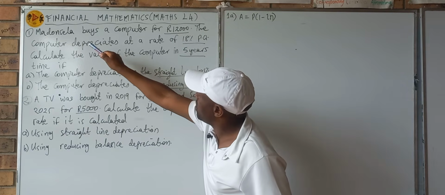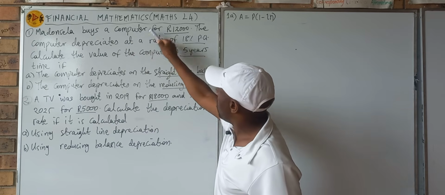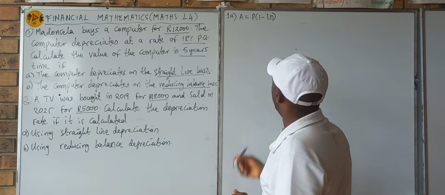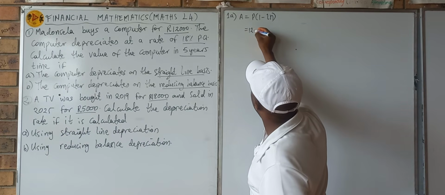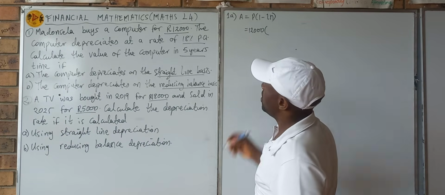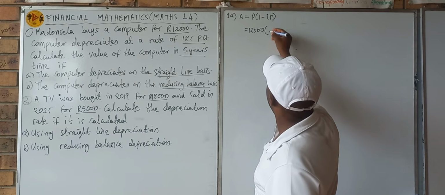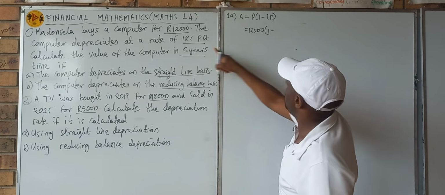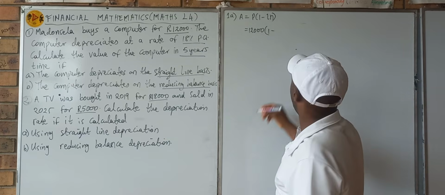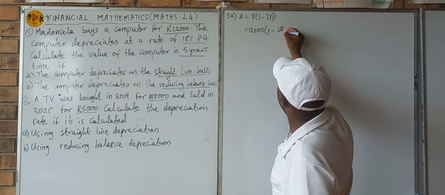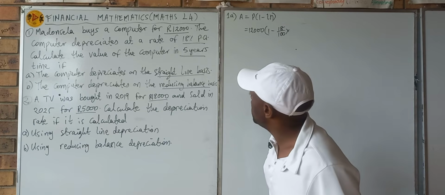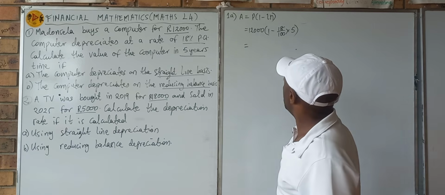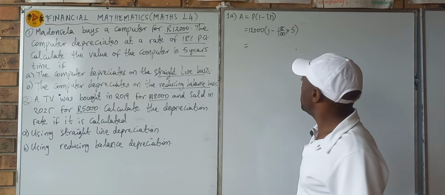You are told that Mandozela buys a computer for 12,000. So that's the original cost, which is your P. You just have to put that in the position of P in this formula. We need this computer to depreciate at 18% per annum. PA stands for per annum, which is per year. 18% means 18 on 100. For how many years? 5 years. So our N is 5. All you need in depreciation is to know the right formula and you're sorted.